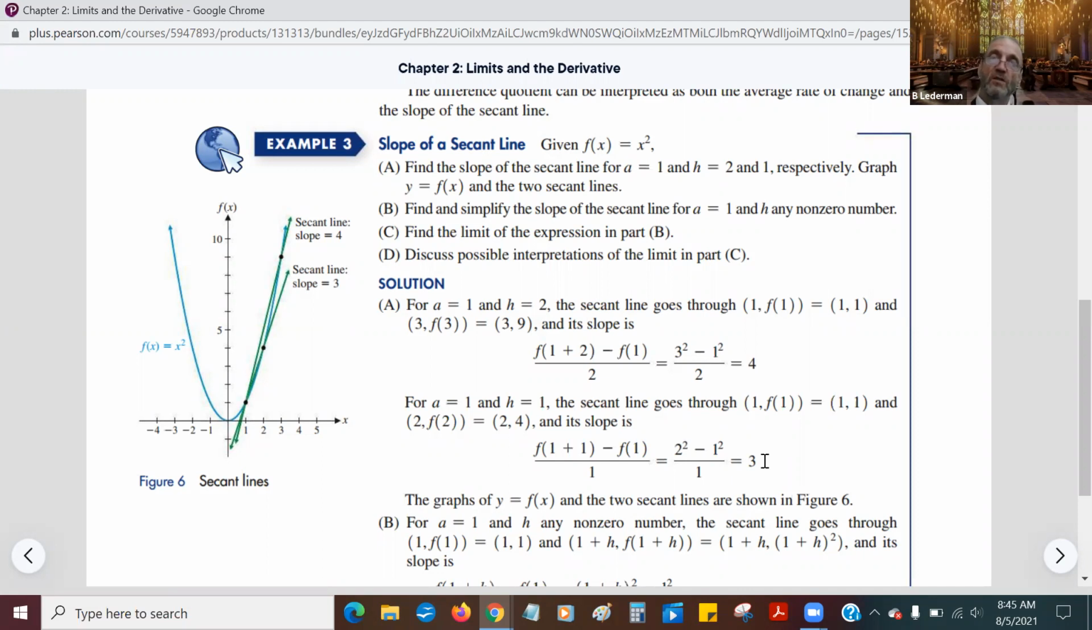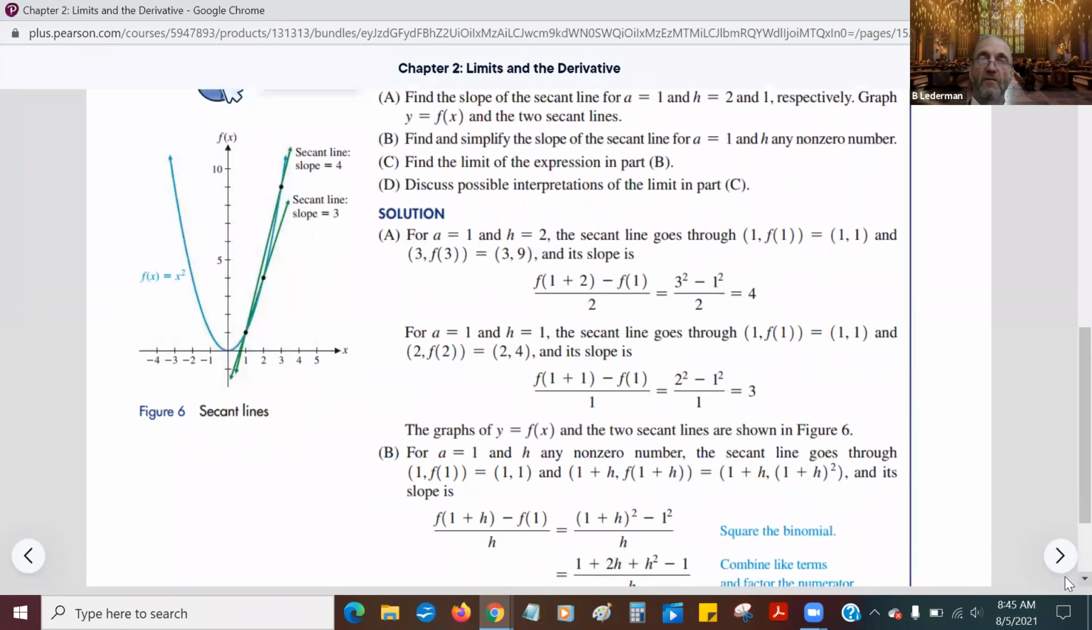And now with the two tangents, they get close together, the slope becomes 3. That doesn't mean that whenever they come closer and closer, it's always going to decrease. It just happens to be in this case. And now what was B? Find and simplify the slope of the secant line for a equals 1 and h is any non-zero number.